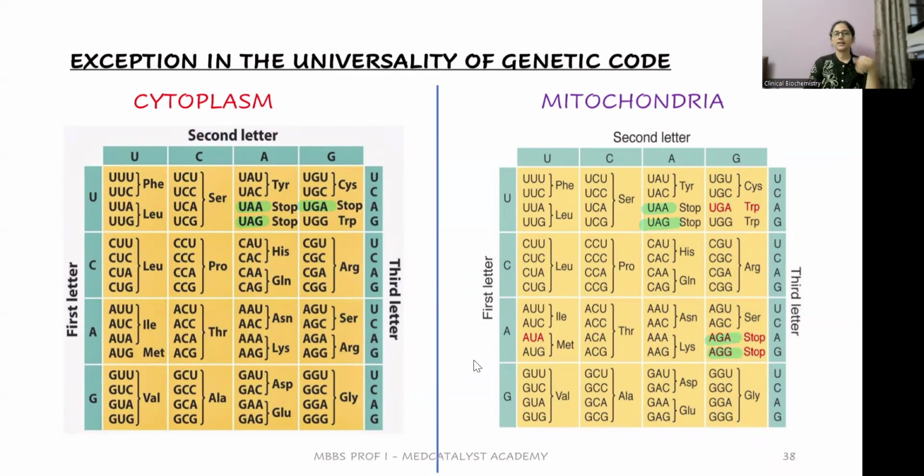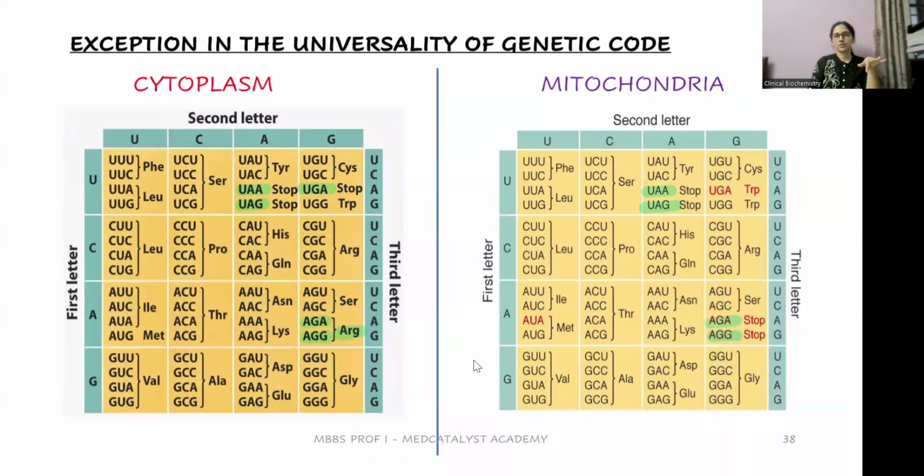So keep writing in the chat box. Stop codons: 3 in cytoplasm, 4 in mitochondria. Similarly, what is arginine? Arginine here is AGA and AGG in the cytoplasm. But you can see in mitochondria, AGA and AGG is a stop codon.